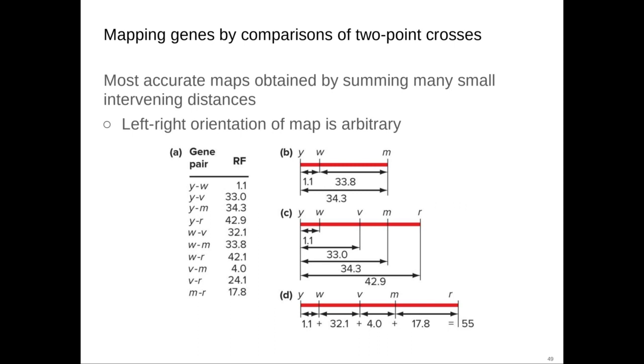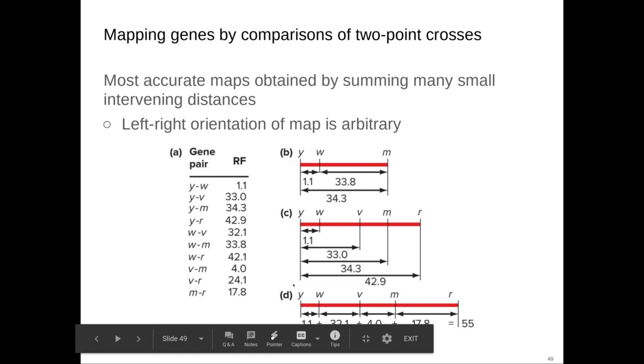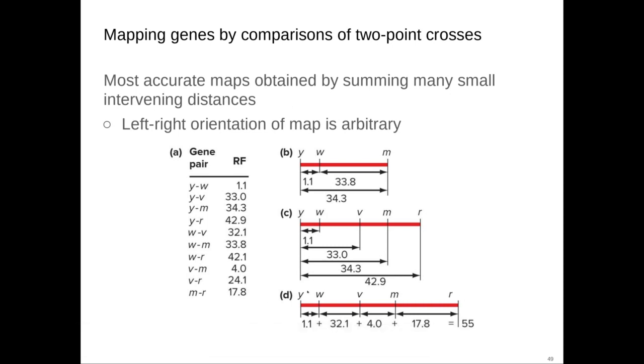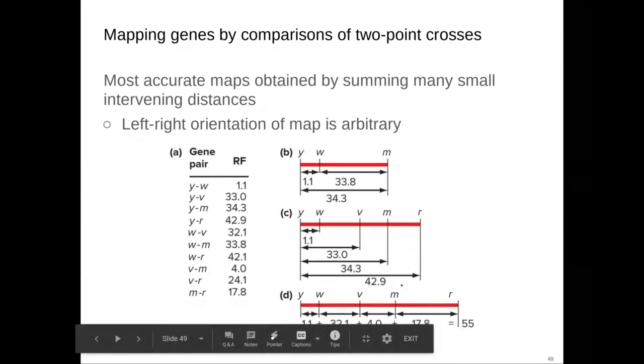All right. So back to recombination frequencies and mapping. Physical distance is related to the probability that something will be recombinant, that is, that crossing over will occur between two genes. Now remember, the probability of two genes being linked increases the closer they are. We can physically see that here in D, where W and Y are closer together. Thus, the recombination frequency is low, 1.1%. And as we increase the distance between the genes, the recombination frequency increases.